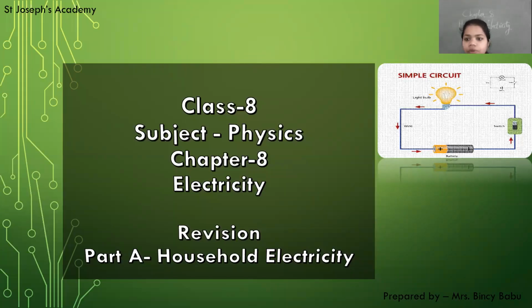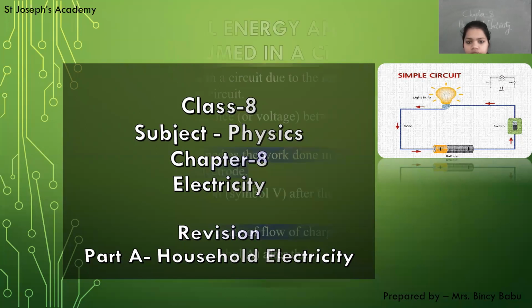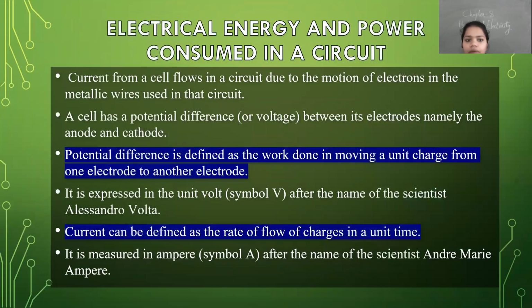Hello students, today we are going to revise chapter number 8, part A, that is household electricity. In this chapter, we are going to learn about how electricity is supplied to our home, how it is measured, and about parallel and series connections, about fuse, MCB, etc.